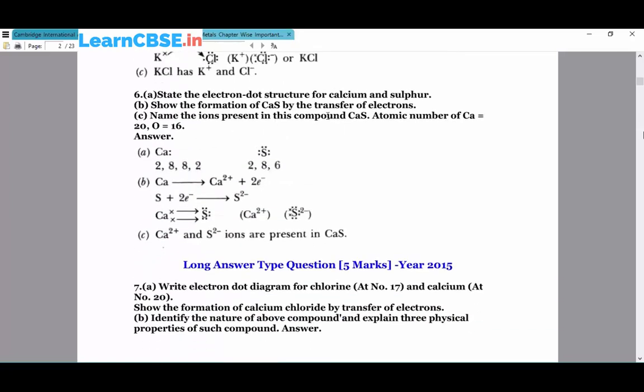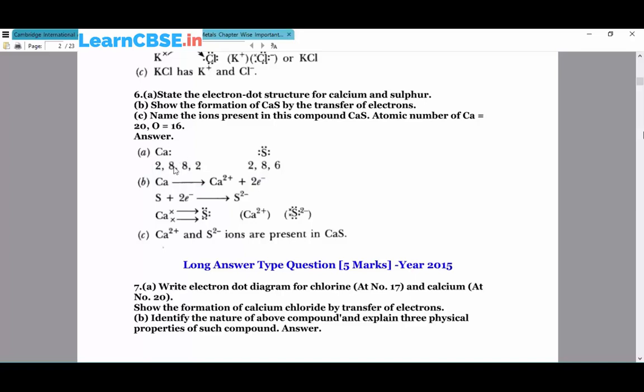State the electron dot structure for calcium and sulfur. Show the formation of CaS by the transfer of electrons. Name the ions present in the compound CaS. The atomic number of calcium is 20 and sulfur is 16.